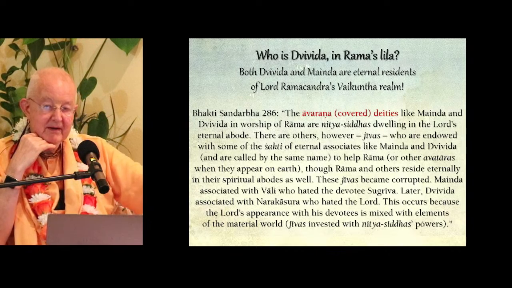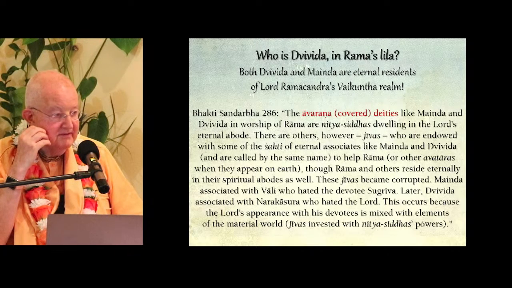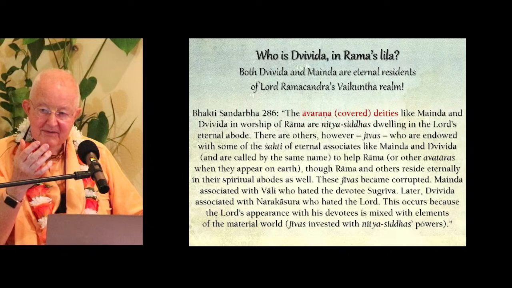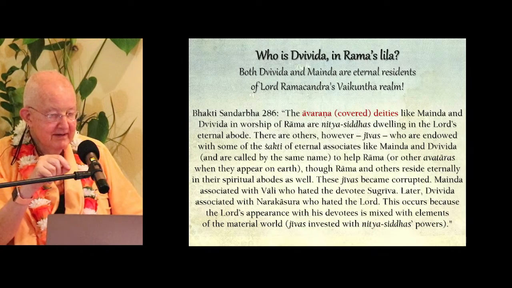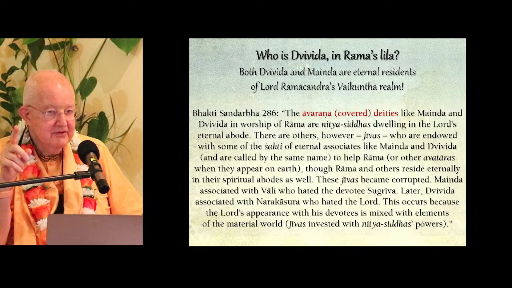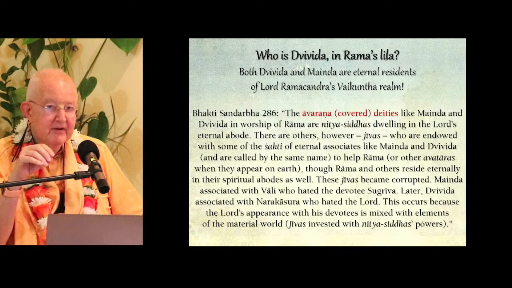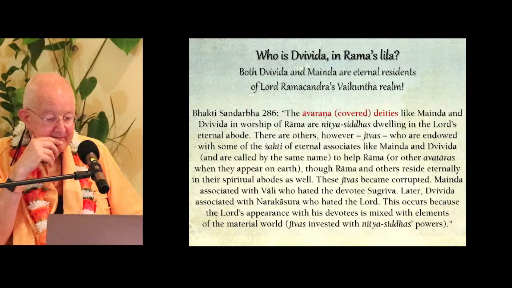So when Ram appears, with him comes his associates. The king is coming, the king is coming. He's not walking alone. He's coming with his associates. So in this case, it's the Shakti or the Amsa of the eternal associates Dvivida and Minda that were invested in some jiva, or pravishta, entered into one jiva. And these jivas became corrupted.